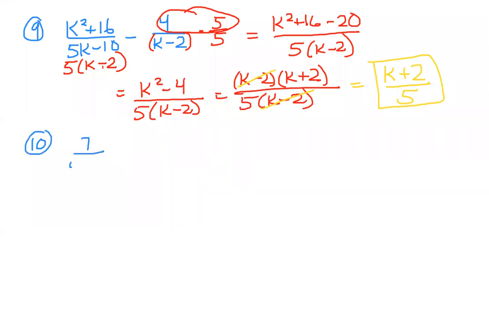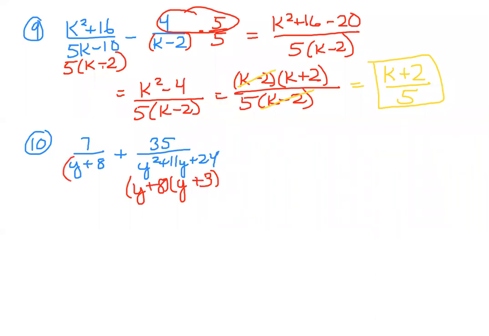7 over y plus 8 plus 35 over y squared plus 11y plus 24. All right, we can't really tell what the denominators have in common until we factor this one right here. So what multiplies to give you 24 and adds to give you 11? That would be 8 and 3.